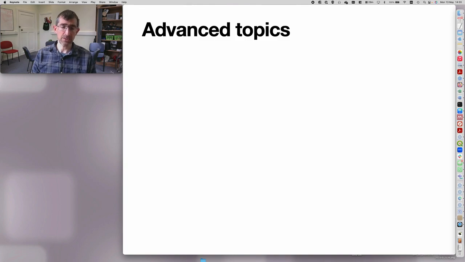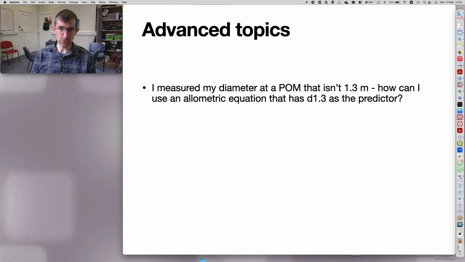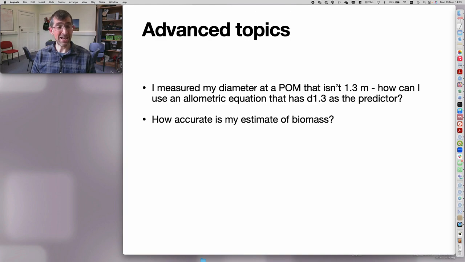There's a few extra things we could talk about, but they're mostly for the practical. So we'll do the conversions from 0.3 to 1.3, for example, or from any height actually that you measured the diameter, the point of measurement of the diameter. We'll cover that, but you just need to develop another equation to scale from wherever you did measure the tree to 1.3. You might want to think about how accurate the biomass estimate is, and there's a lot of different ways to do that. We'll do one of them in the practical by comparing the estimates from different allometries.